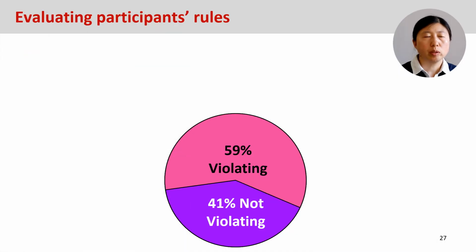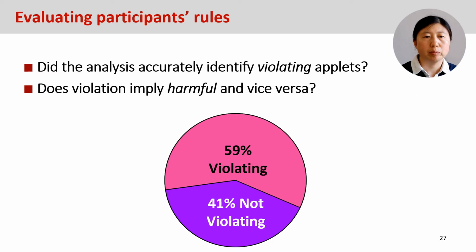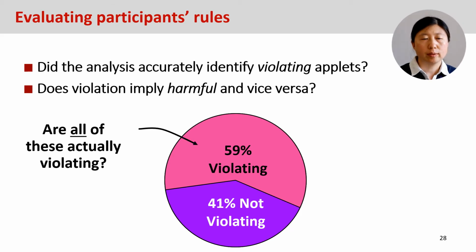So first, we reran our analysis on users' set of rules, and the result ended up being very similar to our previous analysis. Here we have over 59% of the users' rules being flagged as violating. Next, we look at the data in more detail. We want to answer the question, did the analysis accurately identify violating applets? And the second question is, does violation imply harmful and vice versa? The first question is, among the recipes that our tool flagged as violating, are these actually violating?